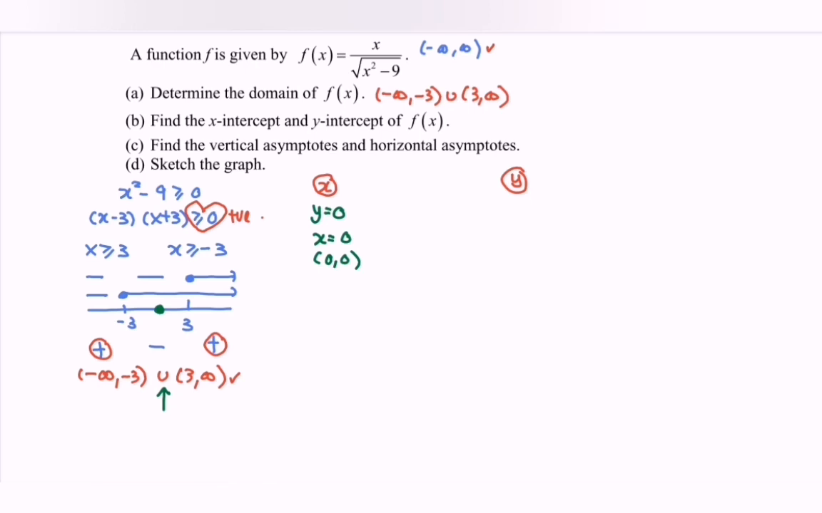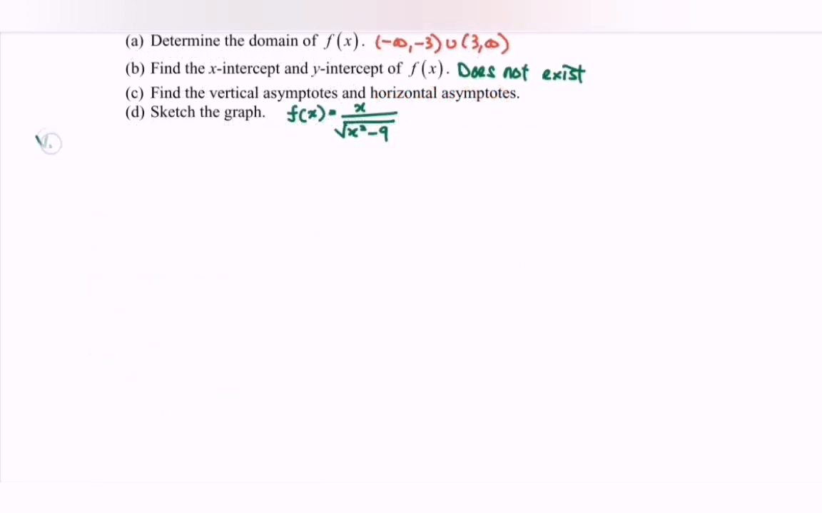So as we can see, x equals 0, y also equals 0, but actually this part does not exist. So we can say no x and y intercept. Next, find the vertical and horizontal asymptote.